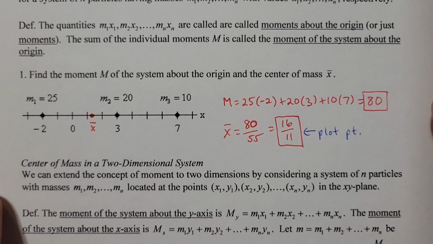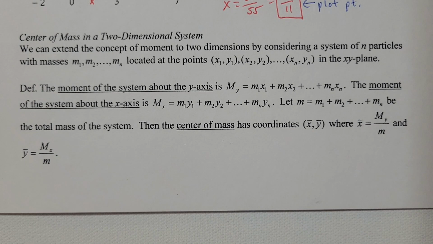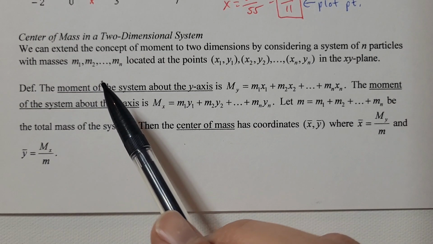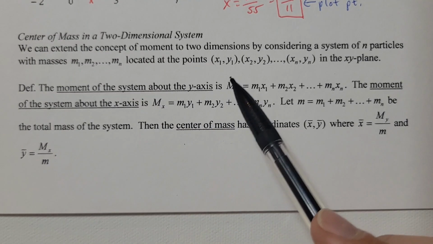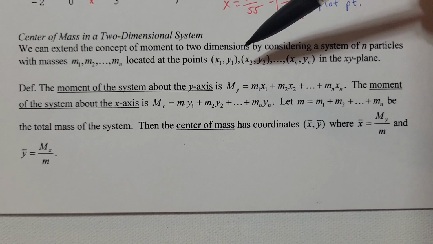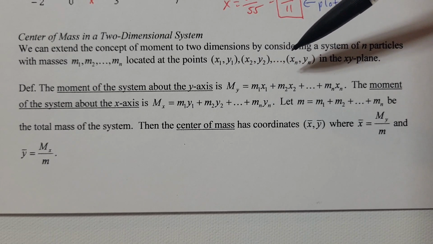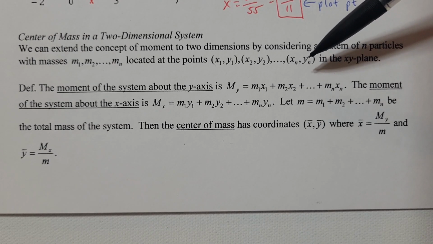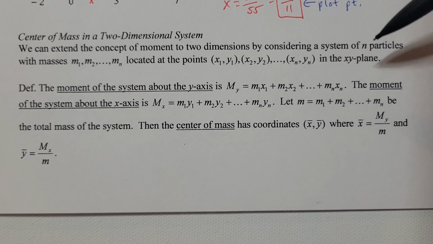Okay, so let's extend this topic to 2 dimensions by considering a system of n particles with masses m1, m2, m3, all the way up to m sub n, located at the points x sub 1, y sub 1, x sub 2, y sub 2, x sub 3, y sub 3, all the way up to x sub n, y sub n. Okay, so I've got n points here in the plane.